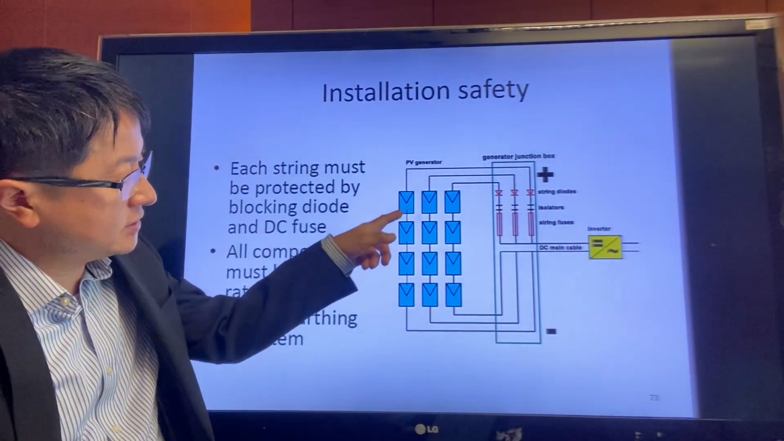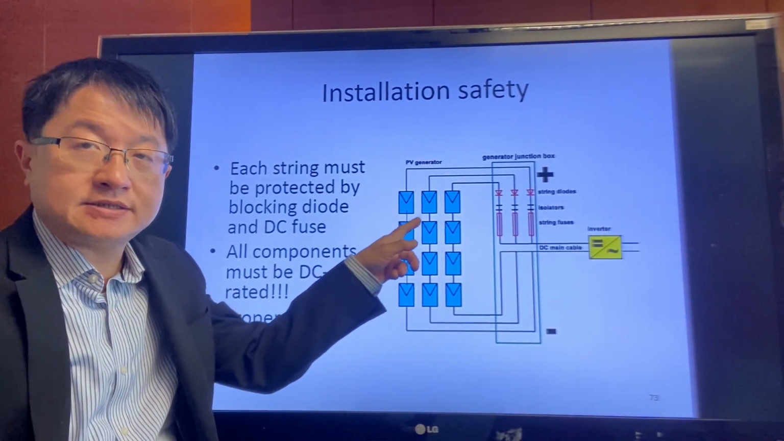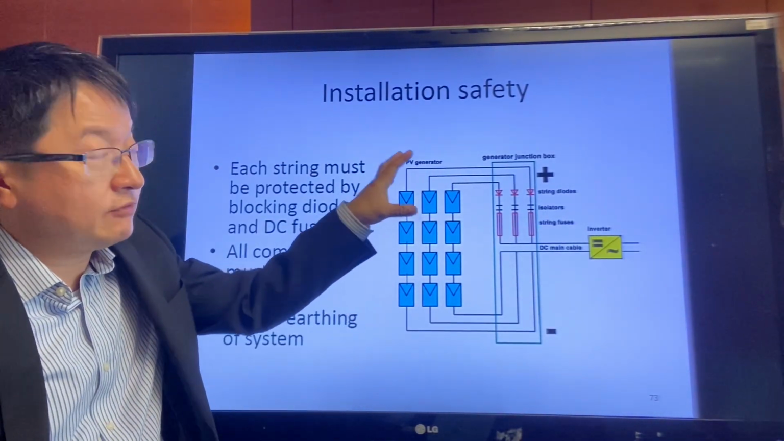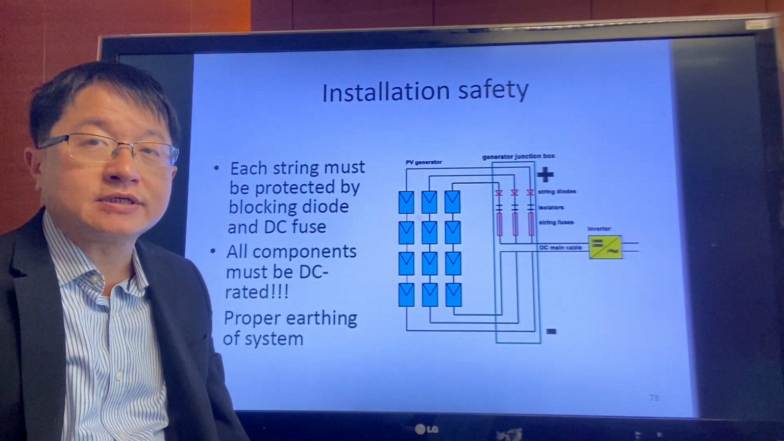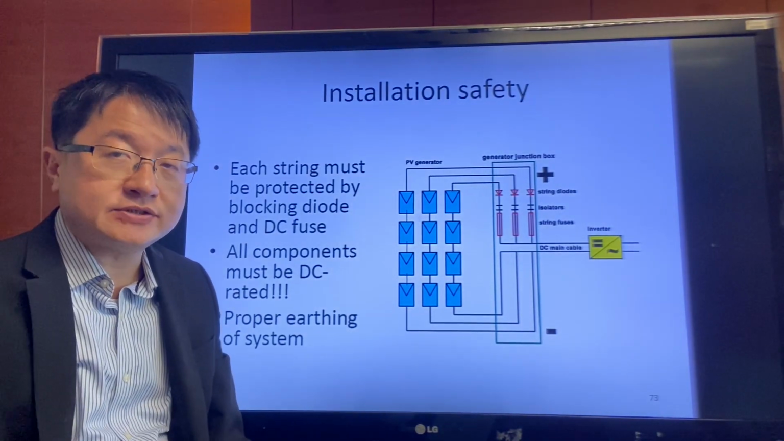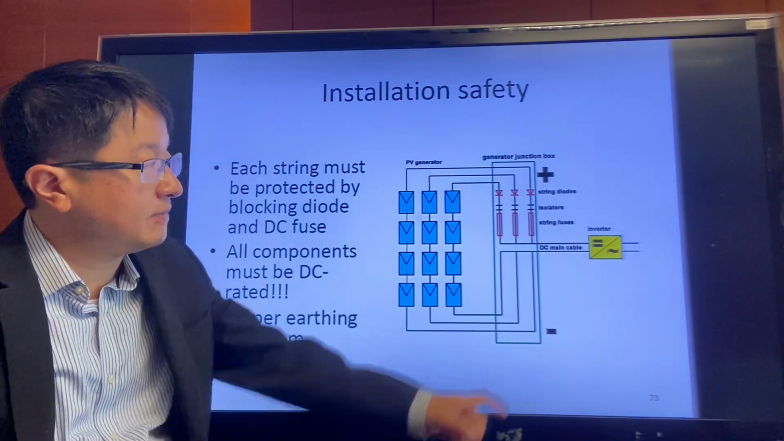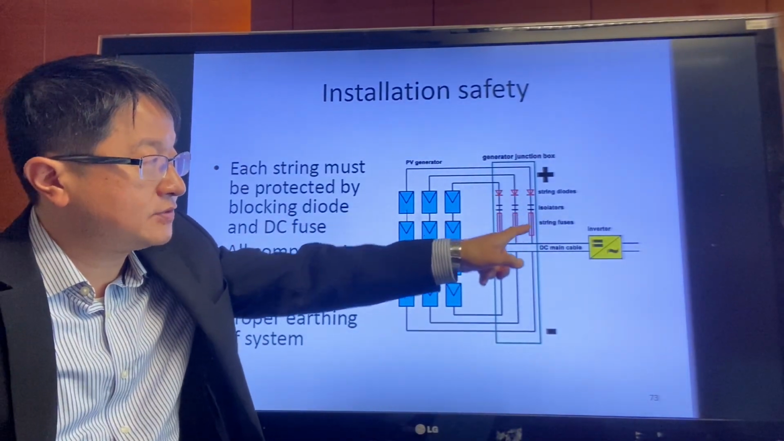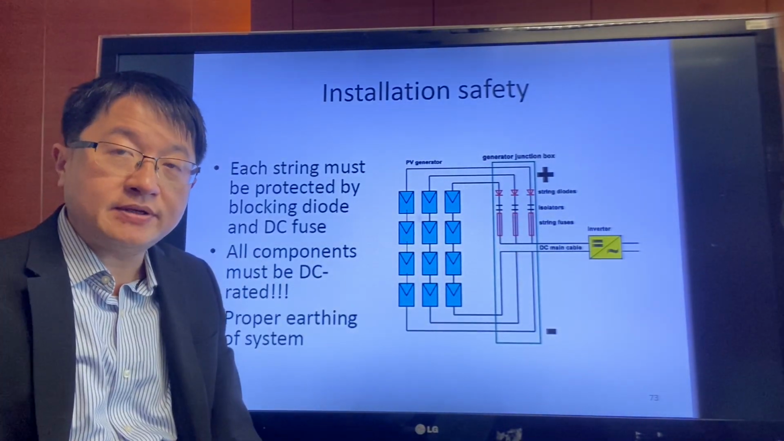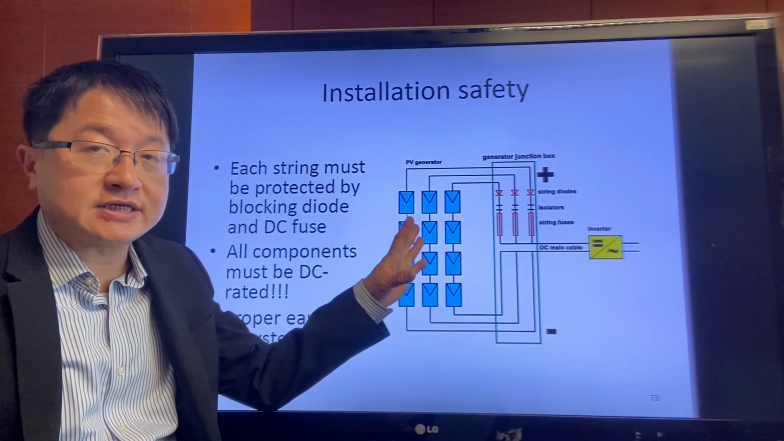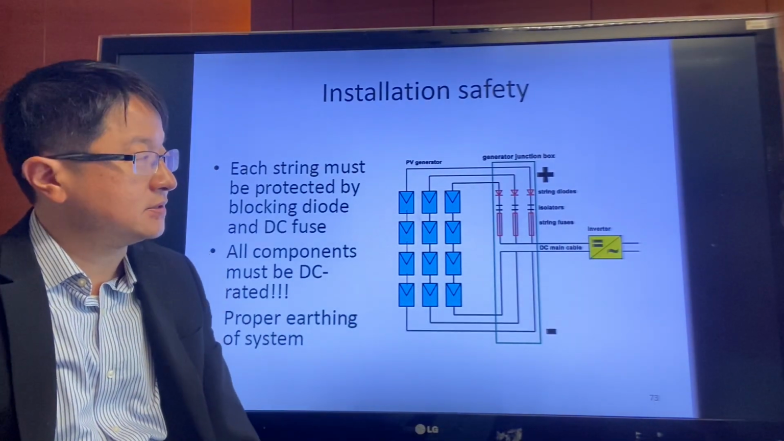The installation safety of a PV panel system is also very important. A series of panels connected together in series will generate a very high voltage. And sometimes this high voltage can be deadly. We need to install some safety measures, for example, diodes, isolators, and fuses to make sure that there is no overcurrent and also that the high voltage will not kill the workers.